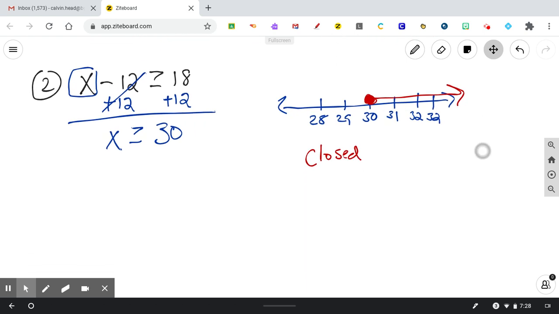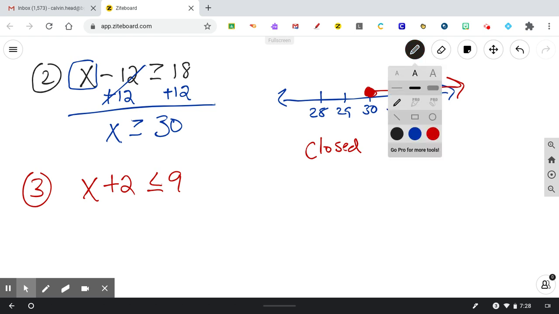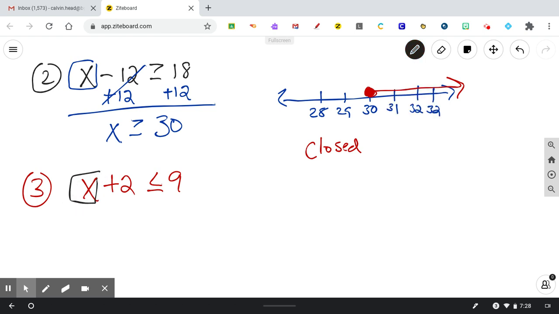Okay. Let's do another one. Number 3. I have x plus 2 less than or equal to 9. Okay. So remember, I'm trying to get x by itself. So I'm going to do the opposite of plus 2, which is minus 2. And what I do on one side, I have to do on the other. That cancels. Bring my x down. Bring my sign down. 9 minus 2 is 7.